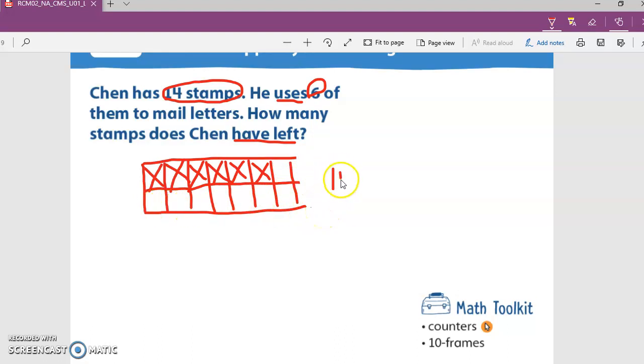So I'm going to write my problem. 14 minus 6 equals 8. And we always label our answer, and we are talking about stamps. All right. So this is one way that you could do this.